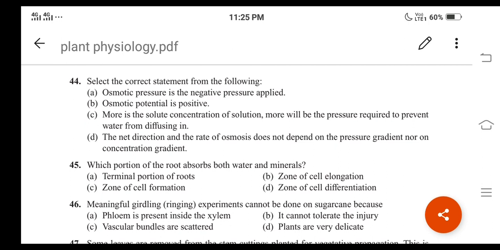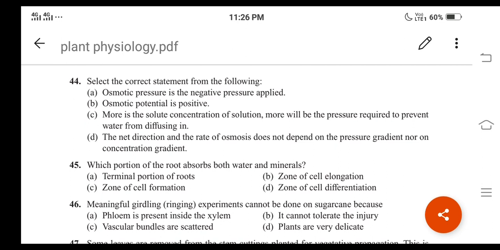What are the different options here? A: osmotic pressure is the negative pressure applied. B: osmotic potential is positive. C: the more the solute concentration of a solution, the more the pressure required to prevent water from diffusing in. D: the net direction and the rate of osmosis does not depend on the pressure gradient nor on the concentration gradient.